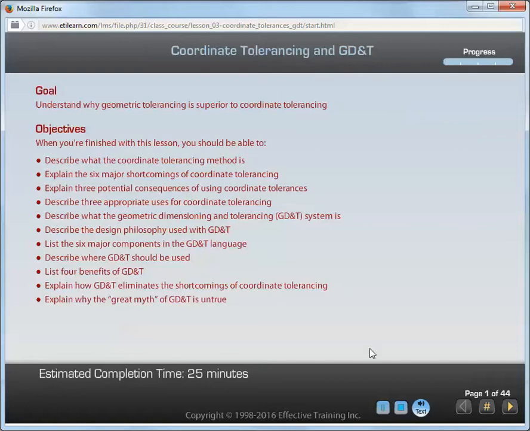Welcome to the lesson on how geometric tolerancing is superior to coordinate tolerancing. Did you know that coordinate tolerancing is outdated and should only be used in limited places on drawings? This lesson is important because it explains the shortcomings of coordinate tolerances and shows how geometric tolerancing eliminates these shortcomings. Your goal for this lesson is to understand why geometric tolerancing is superior to coordinate tolerancing.